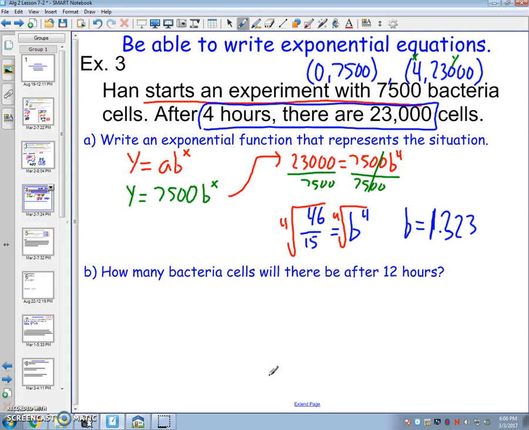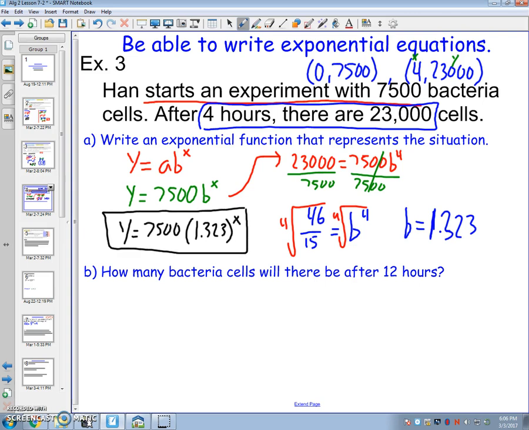We're done. So let's put it back in over here. Y equals 7,500 times 1.323 to the x power. That is our equation. So notice b is positive. I mean, it's above 1, so it's growth because the bacteria are growing.